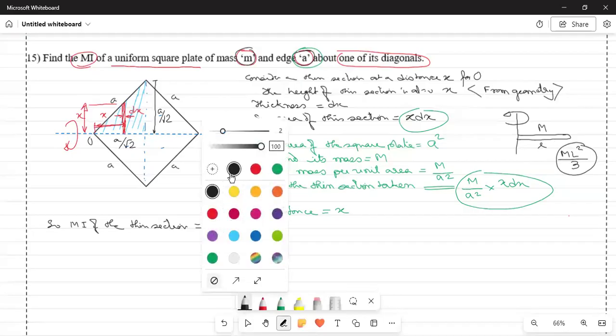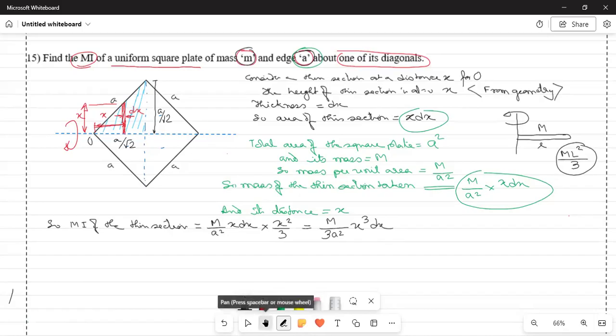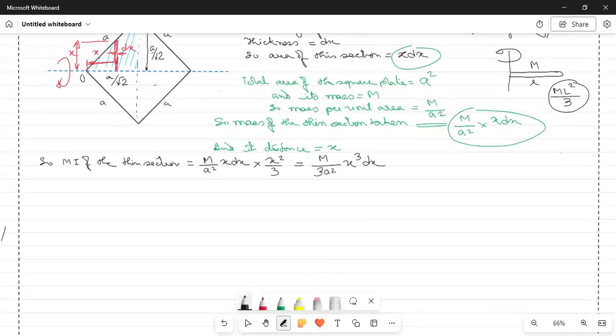So here the moment of inertia is m, its mass was m upon a square into x dx, and L square by 3, and its length is x, so x square by 3. This makes m by 3a square x cube dx. The process is always the same. You have to always find out the moment of inertia of any small element and then do the integration. So this is the moment of inertia.